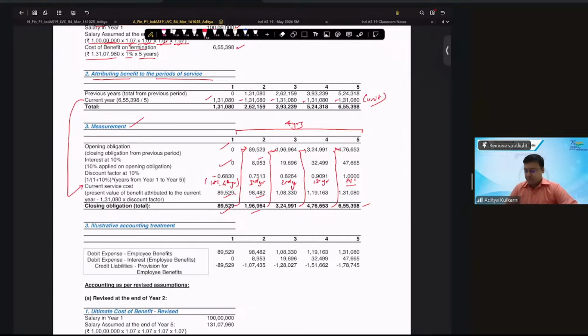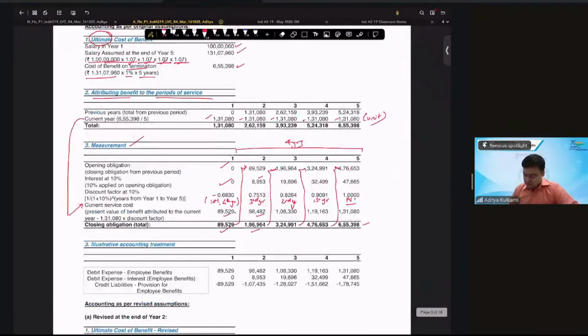Okay, perfect. So accounting entries for this will be employee benefit expense 89,529 to provision for employee benefits. Even the finance cost, you will take it as an employee benefit. I have shown it separately so that there is clarity for you that finance cost also gets captured. But that also forms a part of your employee benefits only. So this is your accounting treatment. So that takes care of the original plan.